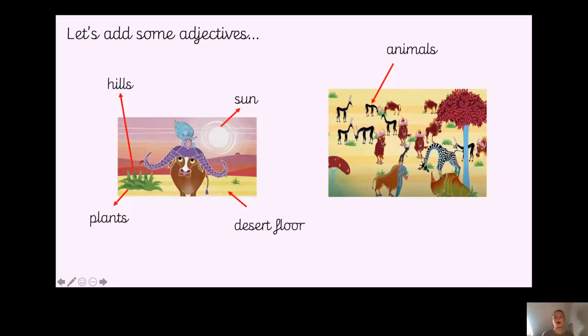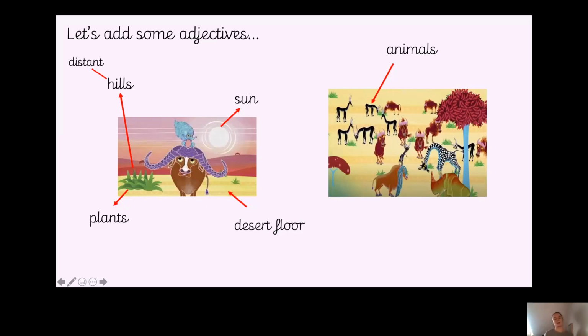Okay, so here are our nouns. So we're now going to add some adjectives to them. And I'm going to start by describing the hills. Now, as you can see, the hills are not at the front of the picture. They're in the background, aren't they? They're in the distance. So therefore, I'm going to describe them as the distant hills.